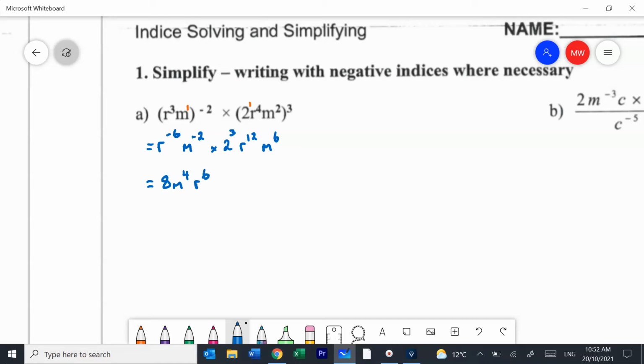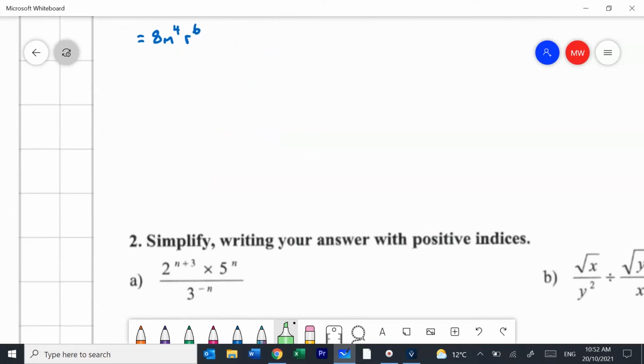And when I get to these points, usually what I do as well is I just double check. And the question says writing it with negative indices when necessary, it doesn't mean that you need to turn this into negative indices. Don't do that, okay? It just means if the answer turns out to be a negative, don't stress out about it, okay? There's no need to manipulate it. In the next question, you'll notice that it says writing your answer with positive indices, then you must manipulate it so you've got positive answers.